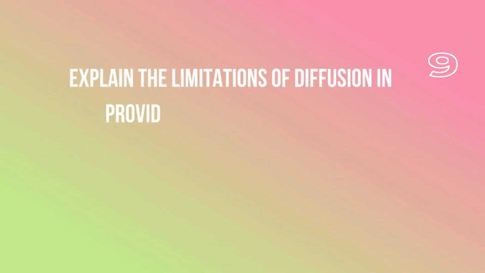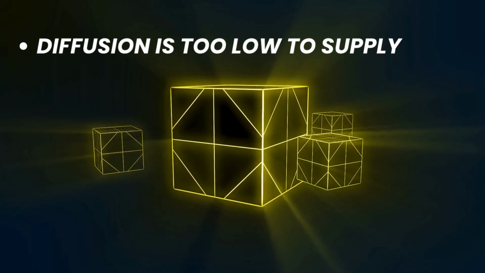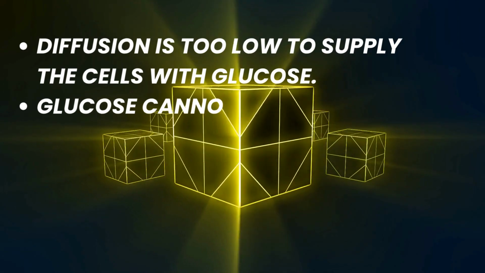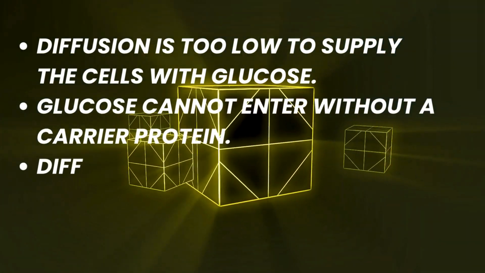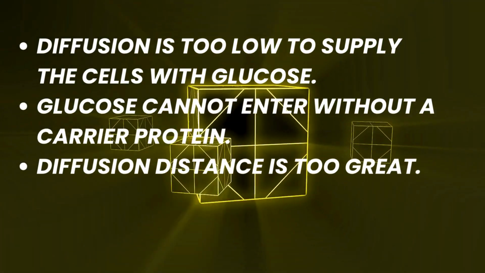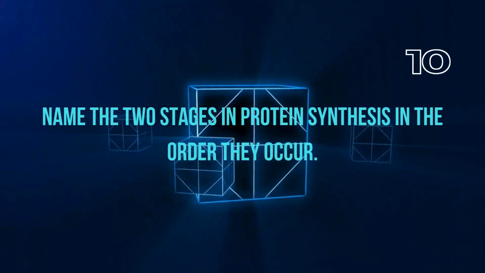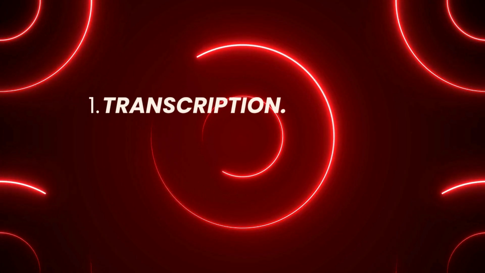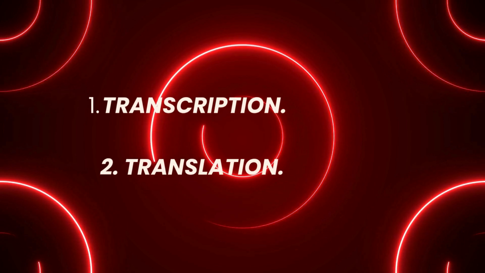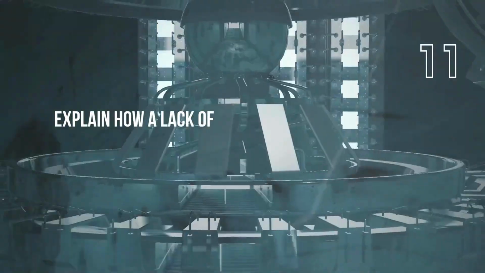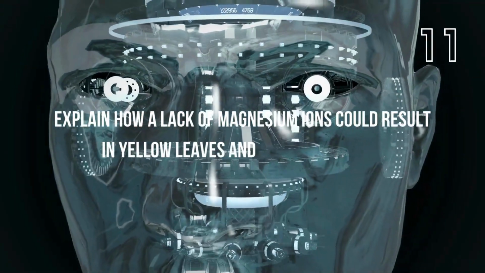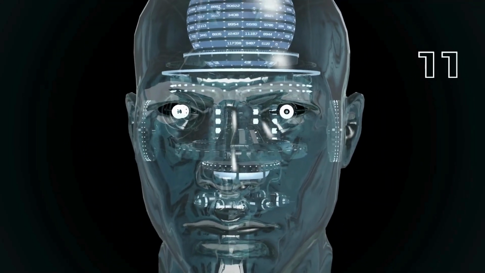Explain the limitations of diffusion in providing cells with glucose. Diffusion is too slow to supply the cells with glucose. Glucose cannot enter without a carrier protein. Diffusion distance is too great. Name the two stages in protein synthesis in the order they occur. 1. Transcription. 2. Translation.